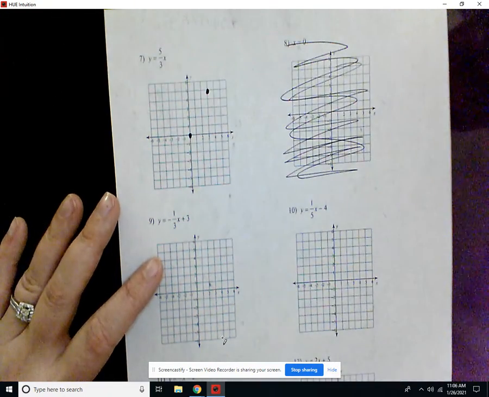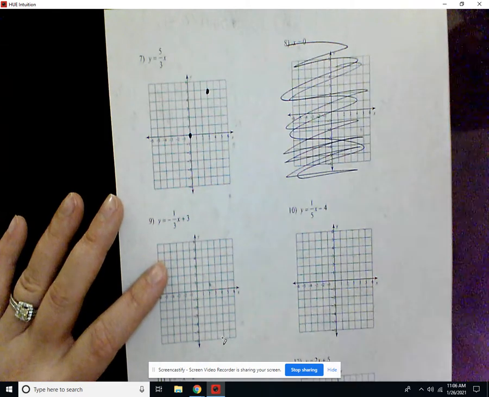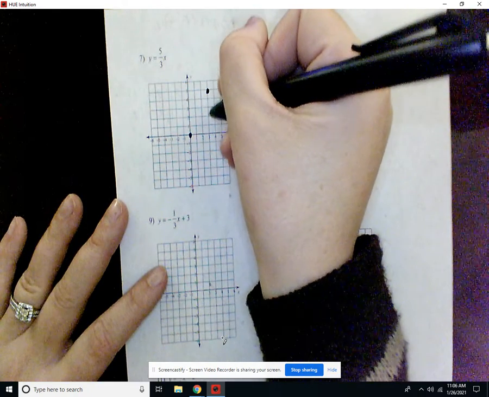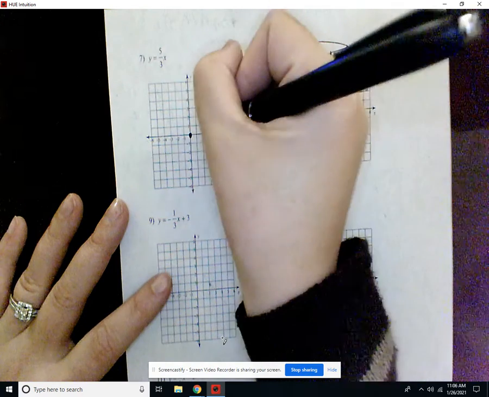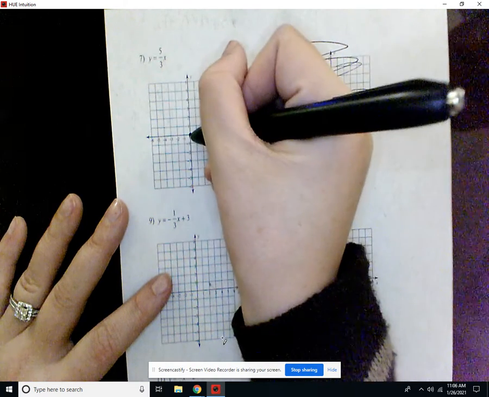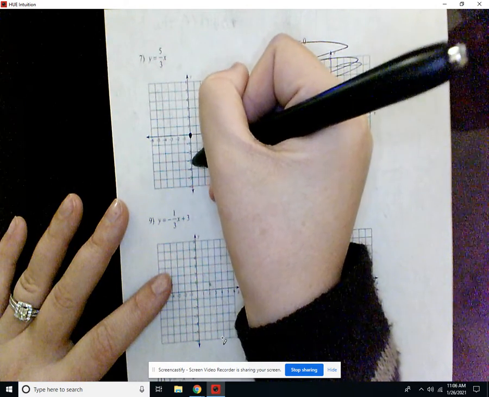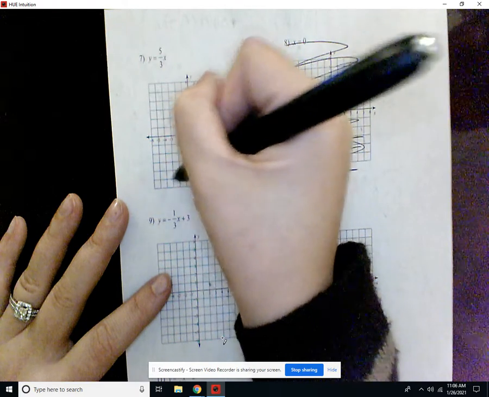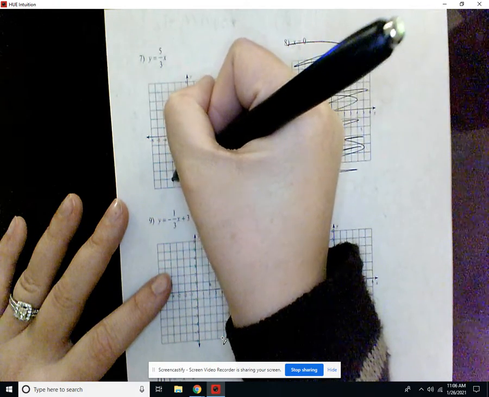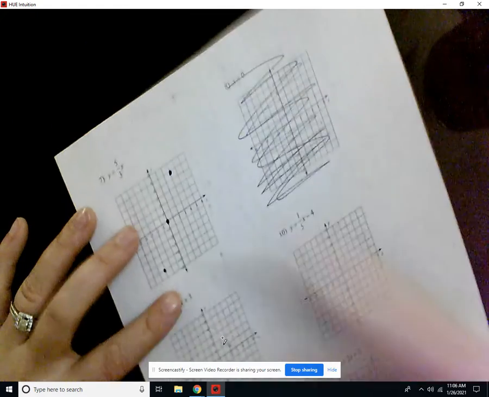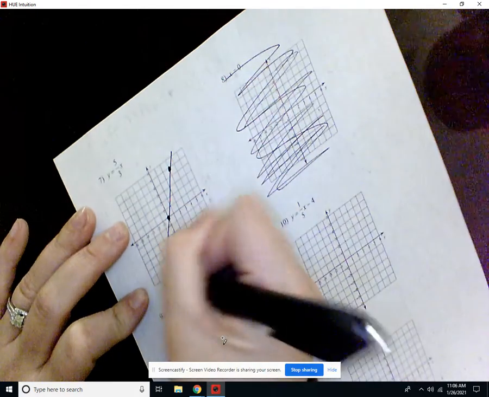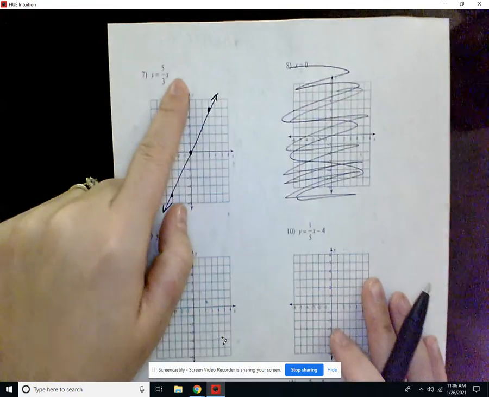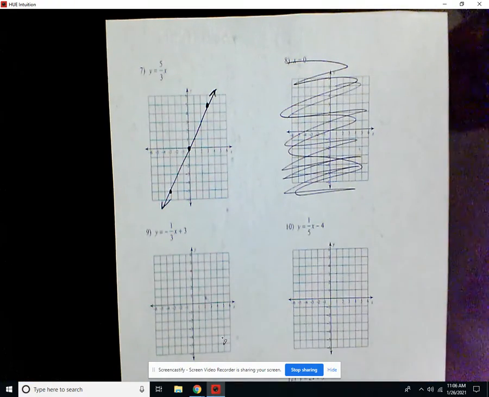Now if we keep going, it's off the graph. So we're going to do the opposite. So down 5, 1, 2, 3, 4, 5, over 3. And we're going to continue down 5, 1, 2, 3, 4, 5. And then we're going to go over 3. And so there is our graph. So if you don't see a number behind the X, that means you start at the origin.